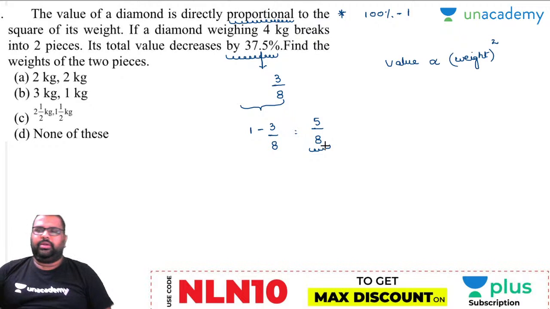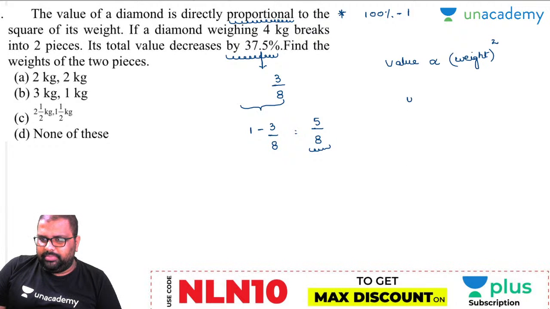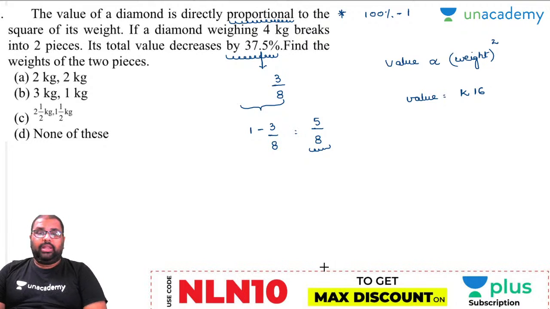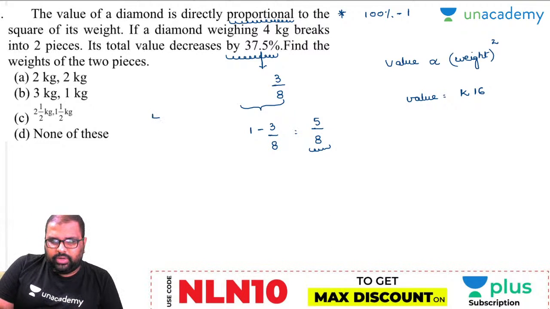Yes. Now look, the original value will be like this. Value is proportional to weight square, converting into an equation with some constant k: value equals k times weight square, which is 16k. Now what will be the value right now? See here, it is a 4 kg one. It breaks down into two parts, right? If one is x, the other one will be 4 minus x.